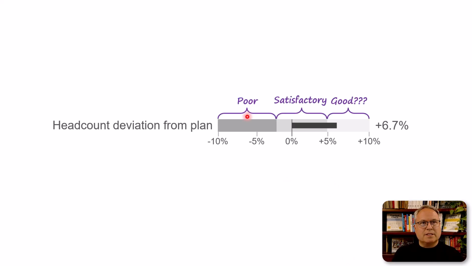Because the traditional design has a poor, satisfactory, and good zone. But in this case, if we hire too many people, it's going to go into the good zone, but that's actually bad. So really, we need to change it and say, okay, this part here needs to be poor. And so now we have a different design of bullet graph, right? It's poor, satisfactory, poor, not poor, satisfactory, good.